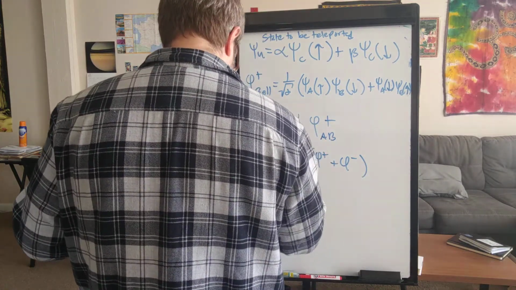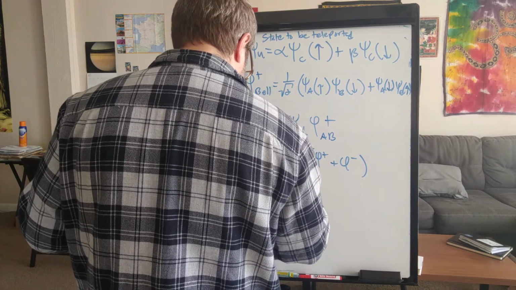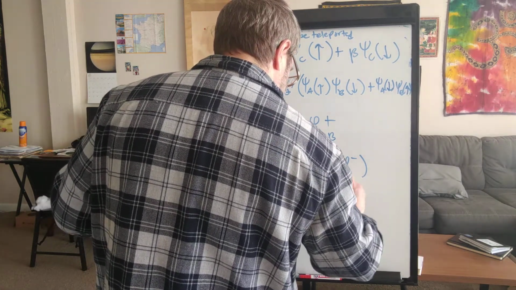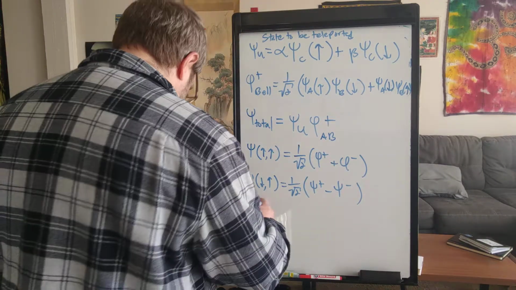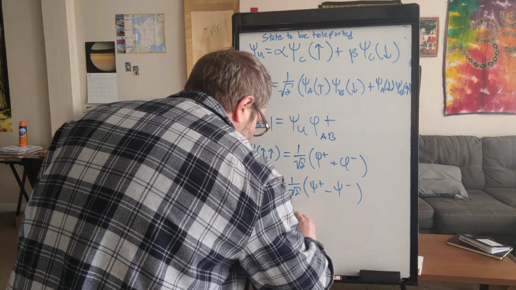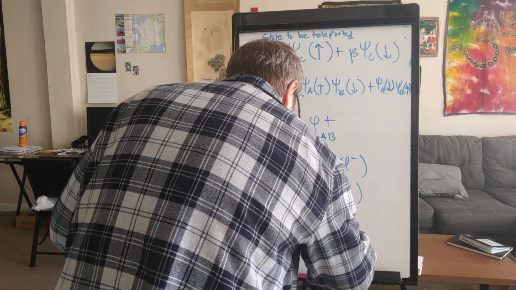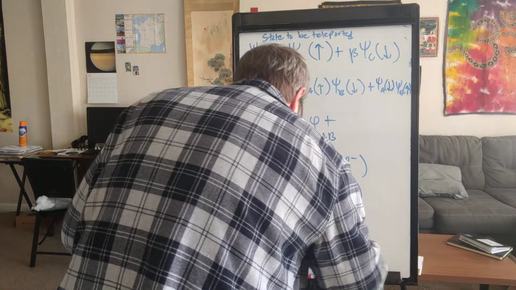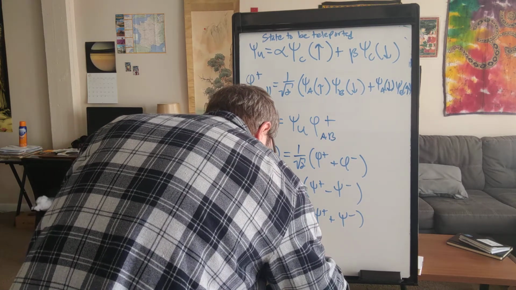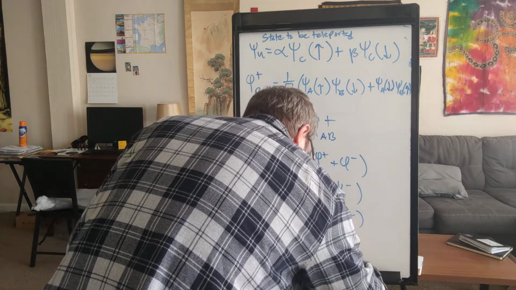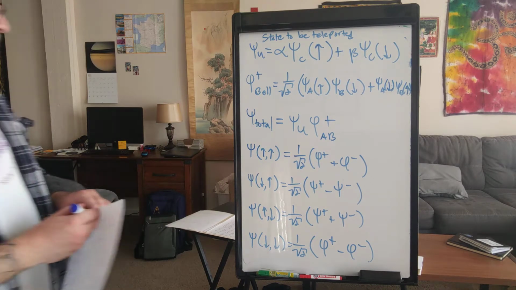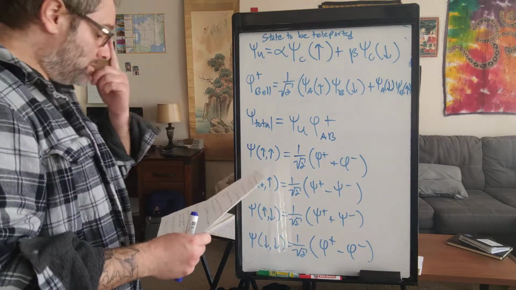And then psi down up. This is 1 over root 2 phi plus minus phi minus. Be careful with my phi's and psi's. And then we have a state where first particle's up, second particle's down equals 1 over root 2 phi plus phi minus. And then we have psi, excuse me, down equals 1 over root 2 phi plus minus psi minus. Okay, so we're writing unentangled or separable states in terms of this entangled Bell basis.